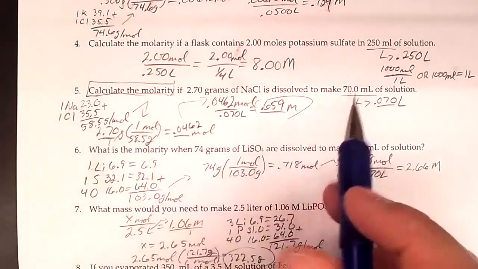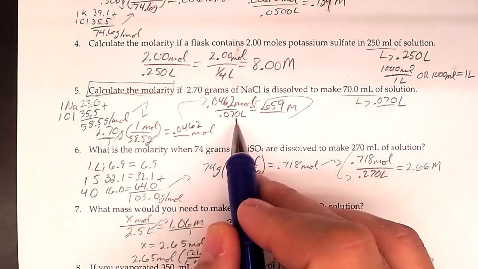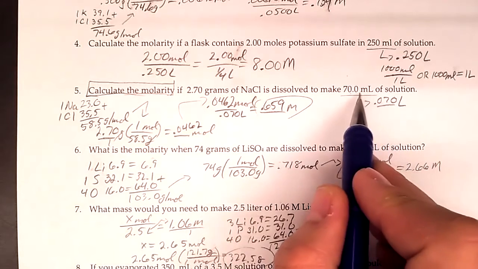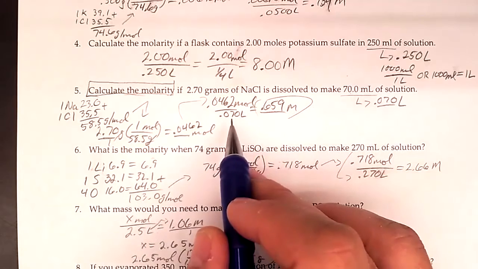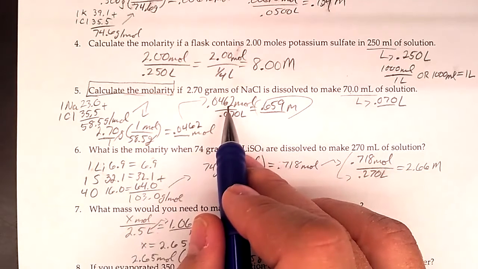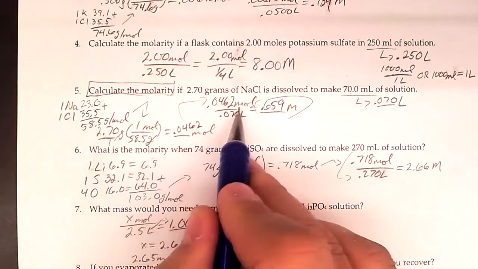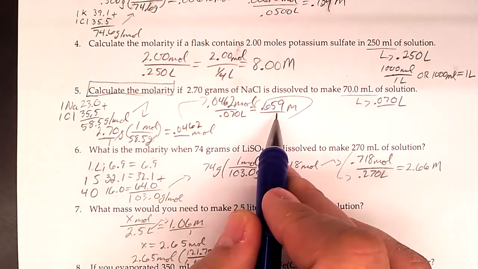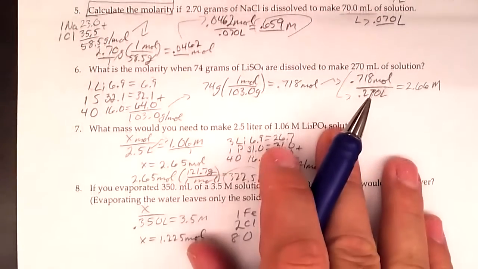On 5, we calculate the molarity, so I want molarity, but I have milliliters. Push the decimal left 3 spots. And again, I need to go get the molar mass so I can turn the grams into moles because I know I need this number. And once I get the moles, I can divide and get molarity. Number 6 is basically the same thing.